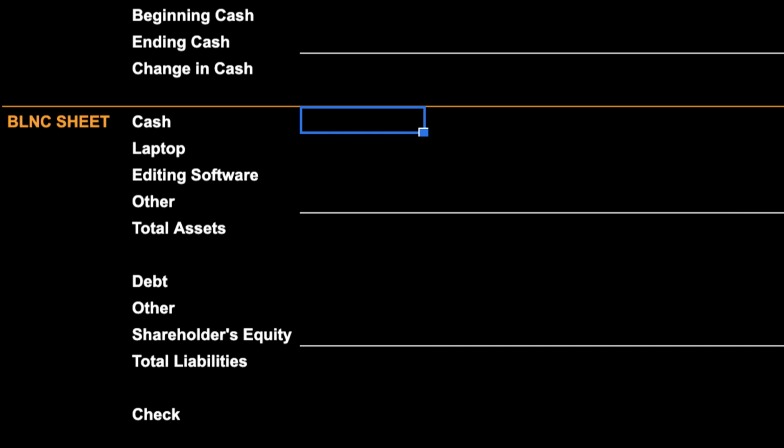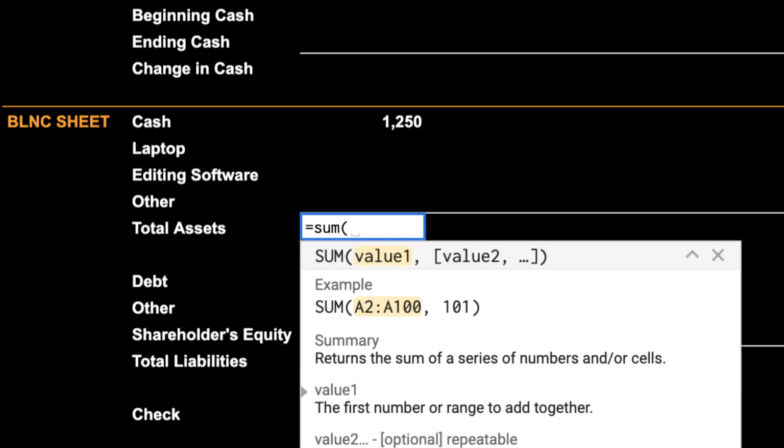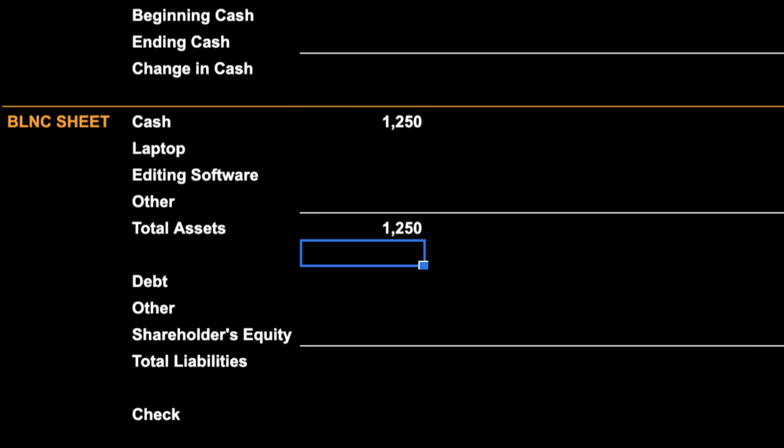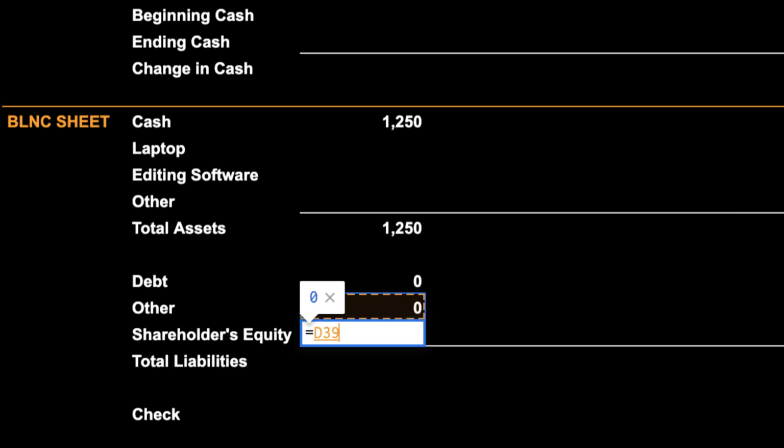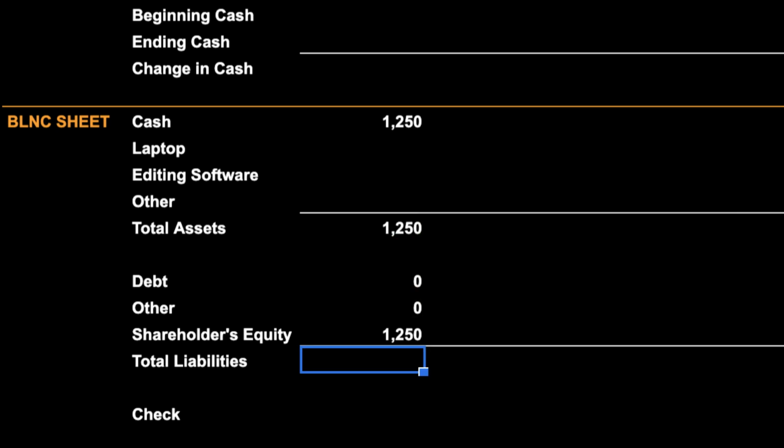So let's just assume you want to start a channel and you have $1,250. So that represents the sum total of all your assets. You don't have anything else, at least right now, just $1,250. But you also don't have any debt. You don't have anything else. So you have equity in the company that's worth $1,250.